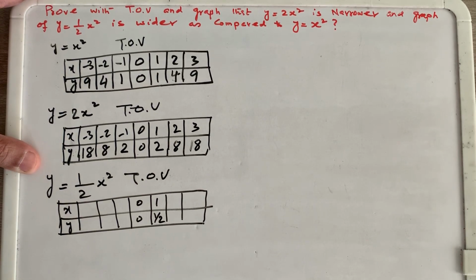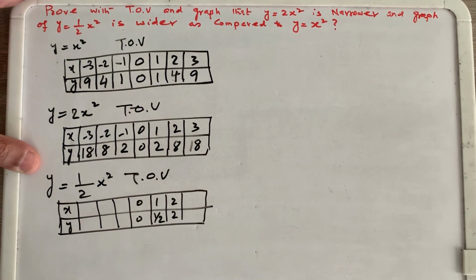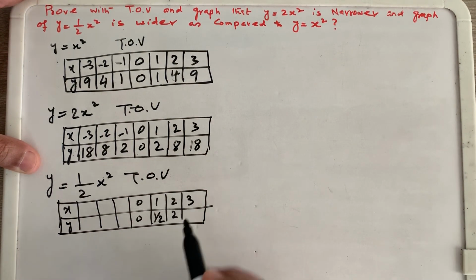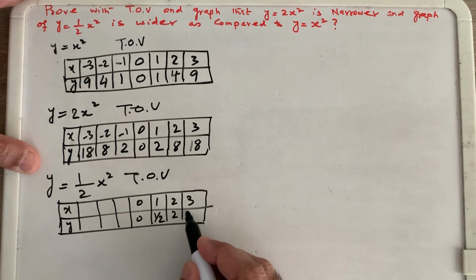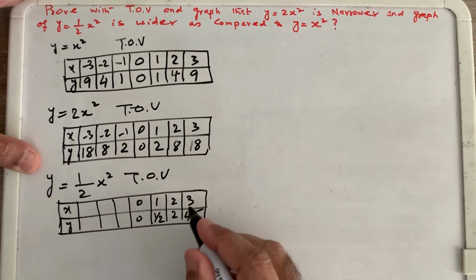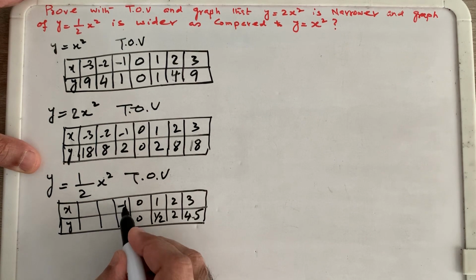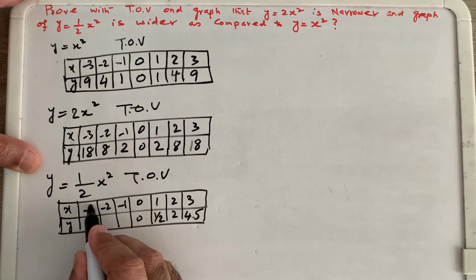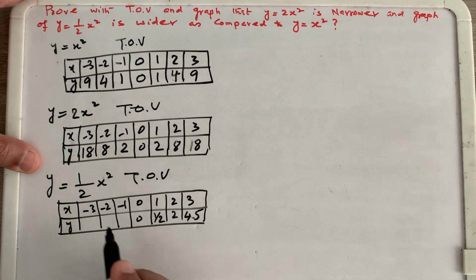When you give 2, 2 squared is 4, 4 divided by 2 is 2, so you get 2. And when you give x = 3, 3 squared is 9, 9 divided by 2 is 4.5, right? Then you give the negative values, -1, -2, and -3, and you calculate the same thing with the same values, because the square makes it positive.